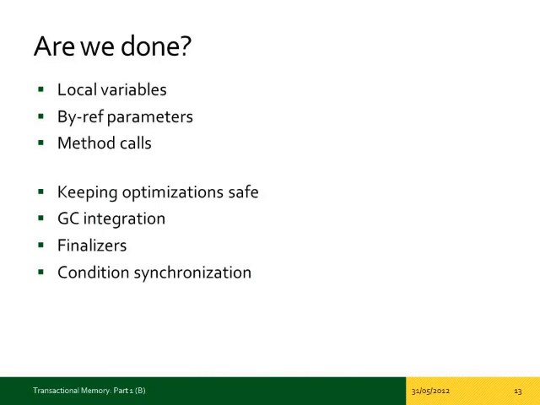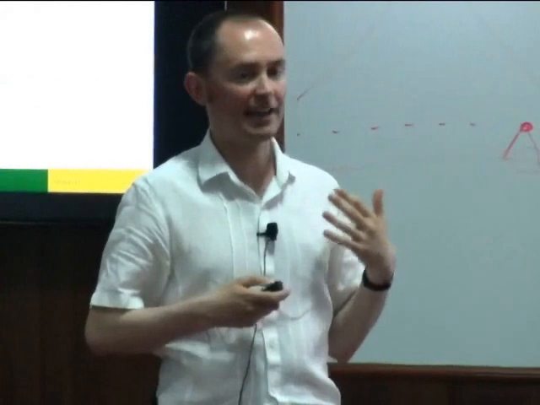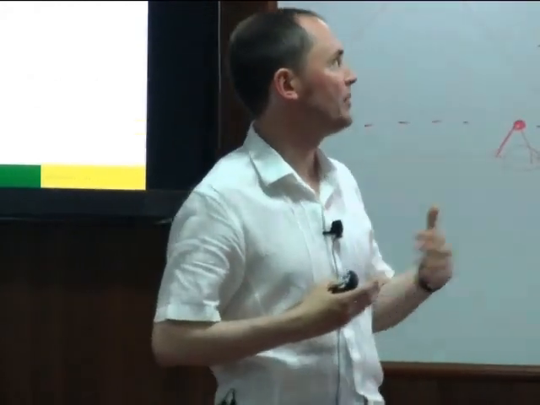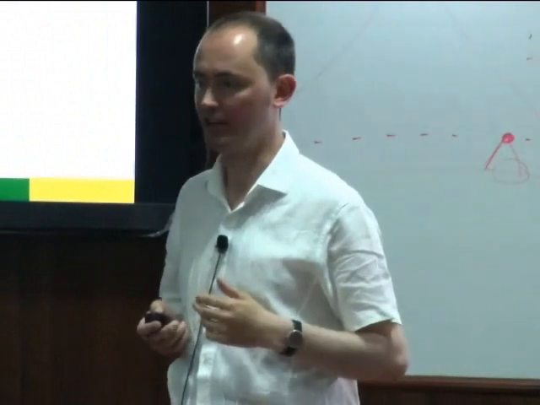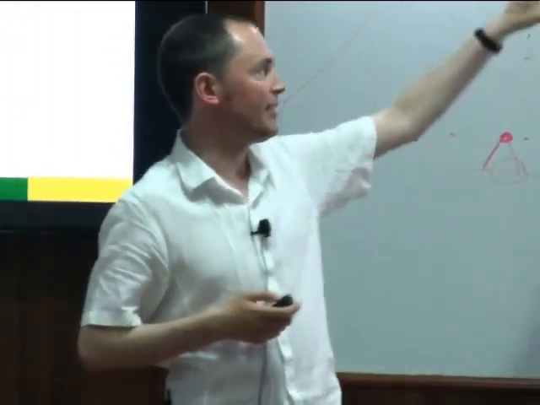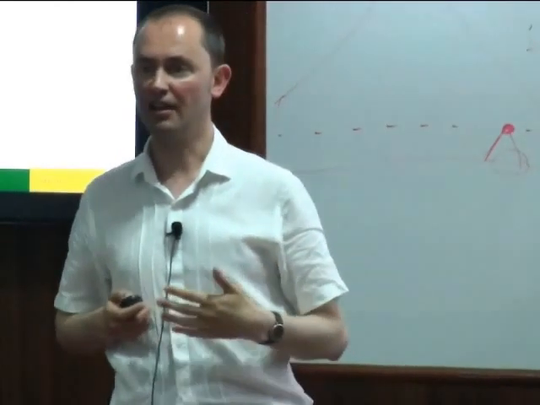Now, there's a lot of extra complexity here. We need to handle local variables in addition to objects in the heap. We need to handle references to fields that are passed in using the byref features that are in the .NET bytecode. We need to handle method calls. To a large extent, there's a lot of details, but the transformations done in the compiler are relatively straightforward.